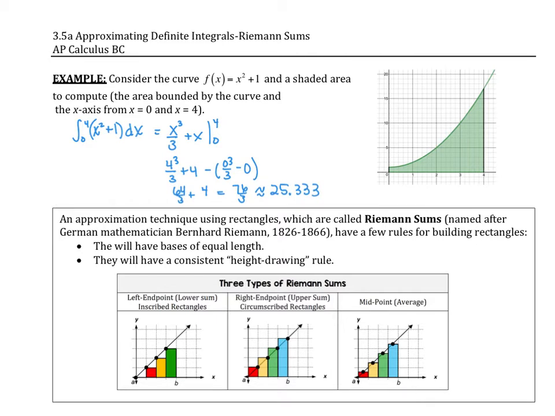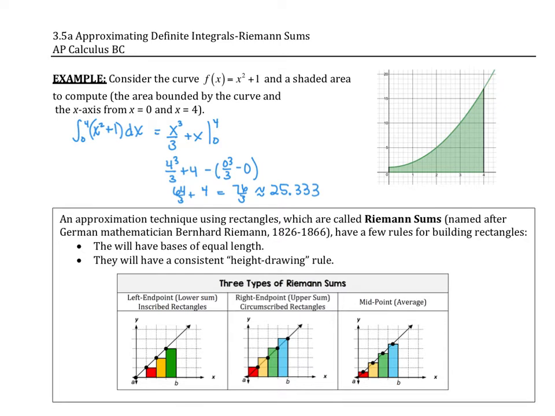According to the definite integral, we could have used the fundamental theorem of calculus, we could have used our calculator, but I want to use that as a basis to talk about our approximation techniques. One of the approximation techniques that we have is using rectangles, and that is called the Riemann sums. It's named after a German mathematician, Bernhard Riemann, and he came up with this idea of finding the area under the curve based on rectangles.